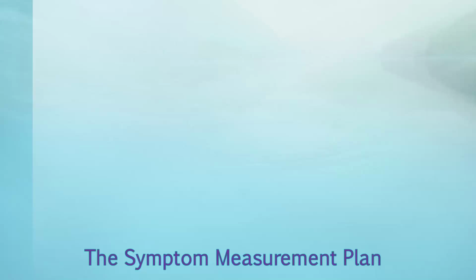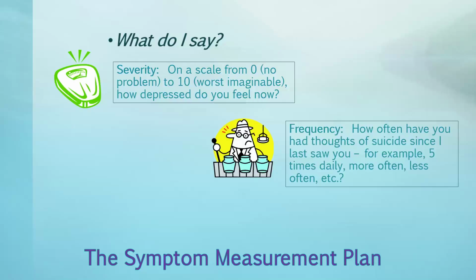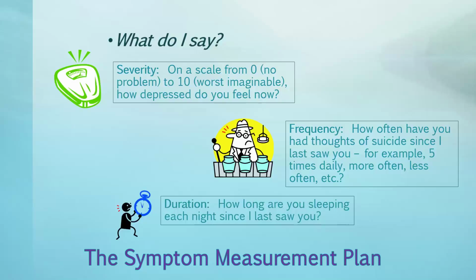To get these results, all you would need to do is ask. On a scale from 0, no problem, to 10, worst imaginable, how depressed do you feel now? How often have you had thoughts of suicide since I last saw you? For example, 5 times daily, more often, less often, etc. How long are you sleeping each night since I last saw you? Or, since I last saw you, when do you typically go to sleep and get up?